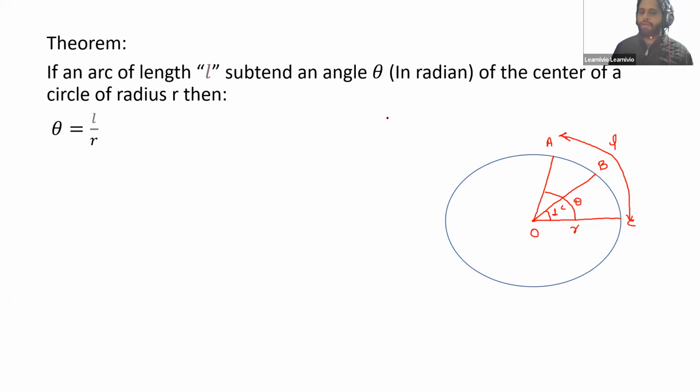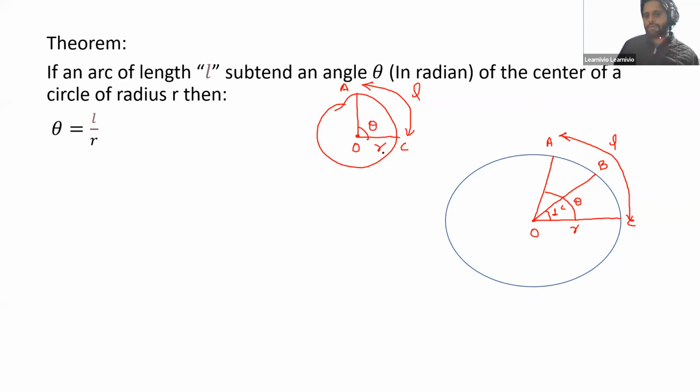So what is the theorem? If you have an arc, we'll take a new circle. Suppose we have this circle. This is the radius OP. And if we take an angle, let this point be A. If we take this arc as L, so if this arc subtends an angle theta at the center, and the radius of the circle is R, then theta is equal to L by R. So if they give you the length of the arc, if they give you the radius of the circle, and you need to find the theta, then you always need to use this formula, theta is equal to L by R. And the answer which you will get, that will be in radian, not in degree.